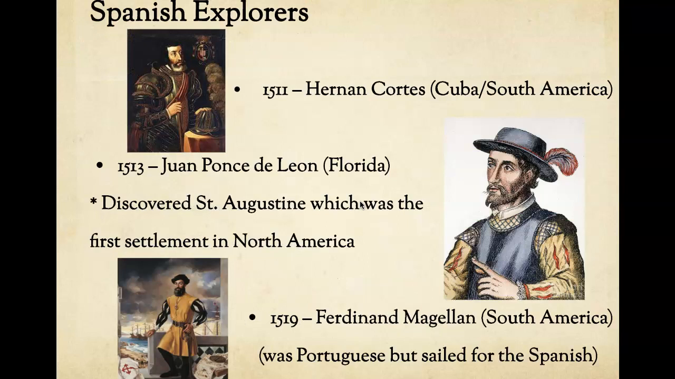There were a lot of Spanish explorers. The first one we're going to talk about was Hernan Cortez. He discovered Cuba and South America. Next, we have Juan Ponce de Leon. He discovered Florida and set up St. Augustine, which was the first settlement in North America. Ferdinand Magellan is another one. He was Portuguese but sailed for the Spanish. You don't need to write all of these down. You should have a couple.